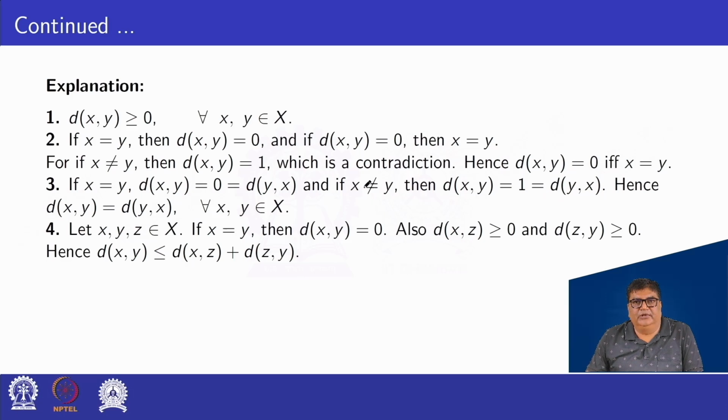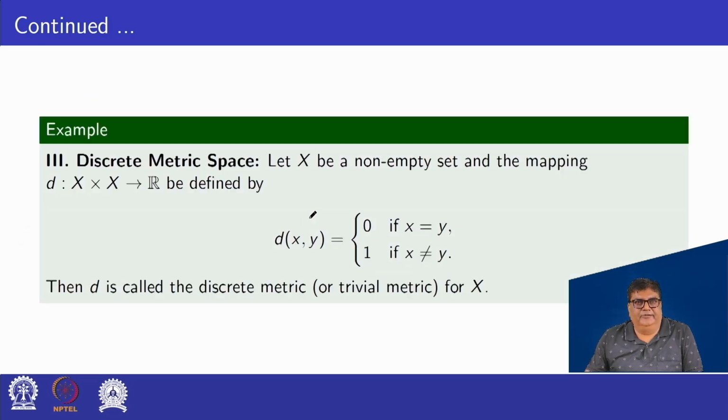Conversely, if x is not equal to y, that is y is not equal to x, then dxy is equal to 1 or dyx is equal to 1, that is fixed. So we can write dxy is equal to 1 equal to dyx. Hence dxy is equal to dyx. That is, the third condition of metric is also satisfied.